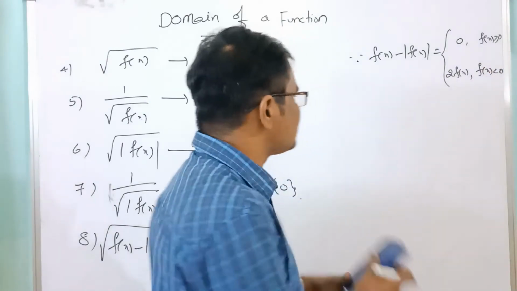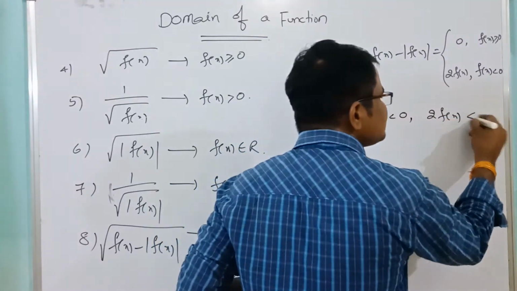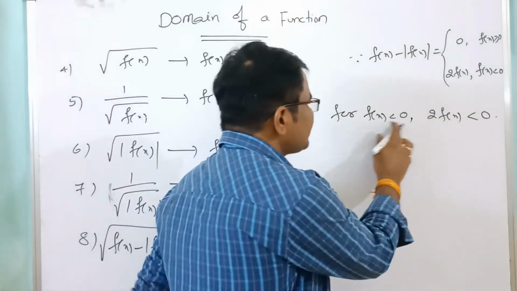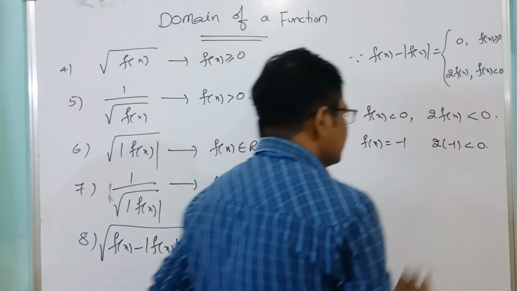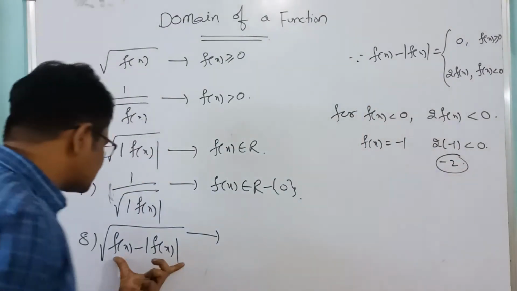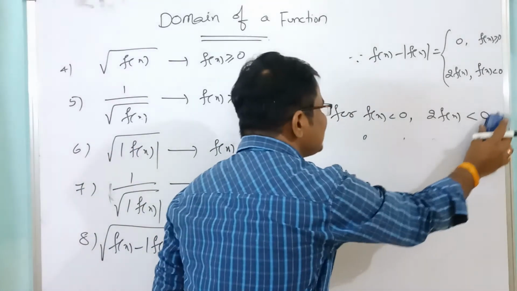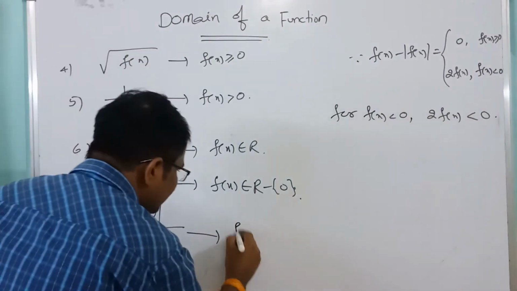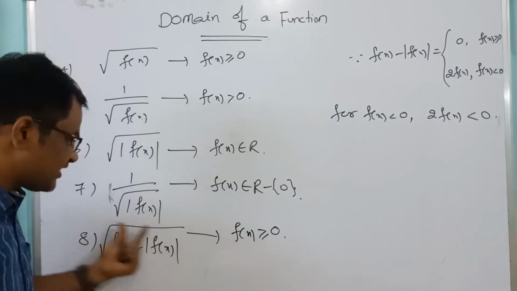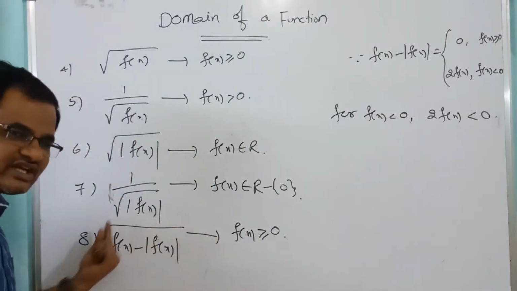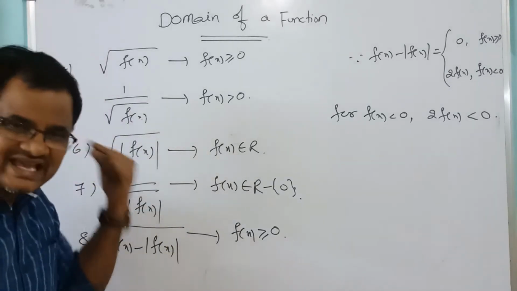But for f of x less than 0, 2 into f of x is also negative. If you take f of x equal to minus 1, then 2 into minus 1 is minus 2, and under root minus 2 is not defined. So these values do not exist for this one. That's why the condition is f of x greater than or equal to 0. Only then does root of f of x minus root of modulus of f of x exist.